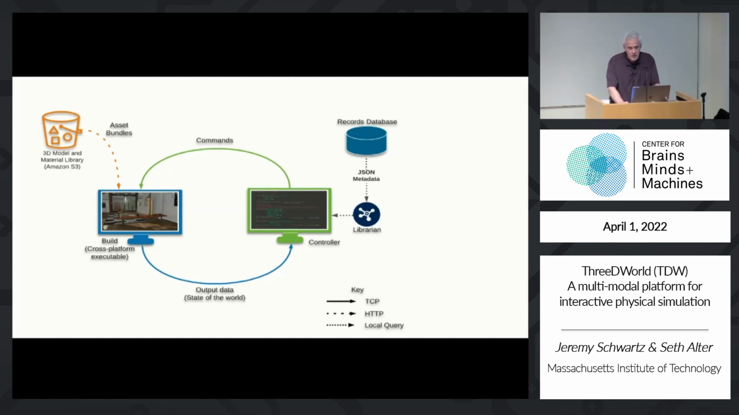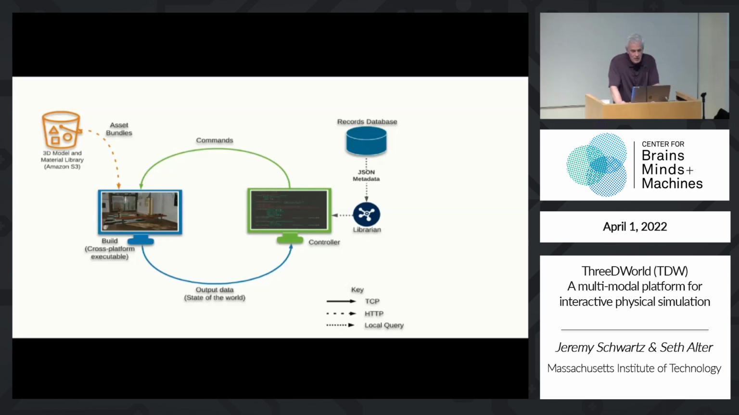So in addition to the build and controller, the platform architecture includes two other key components. The first is an Amazon S3 repository where 3D object models, scene models, material files, and HDRI skyboxes are stored. I'll explain more about all of these in a minute. Object and environment models are downloaded at runtime into the build as asset bundles, which are compressed binary versions of the model data. Once downloaded, all model data is cached, which means that rebuilding a scene, for example, when running successive trials, is essentially instantaneous.